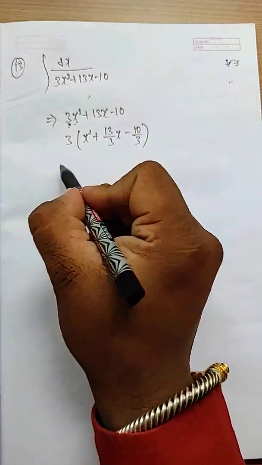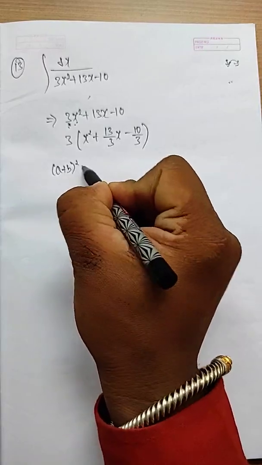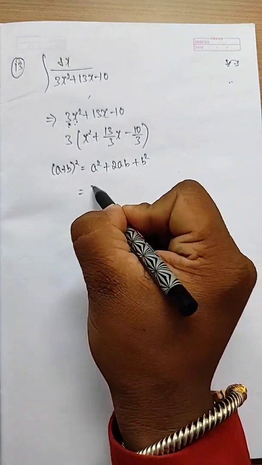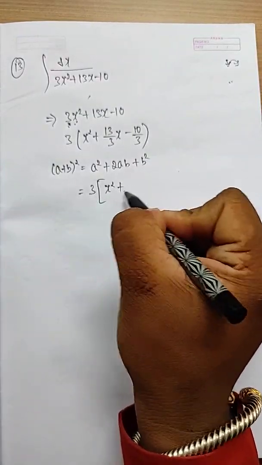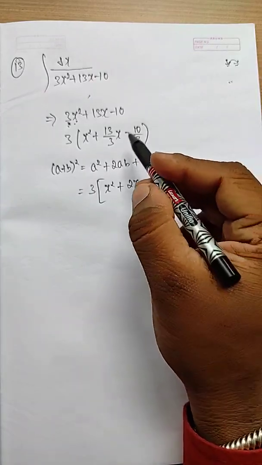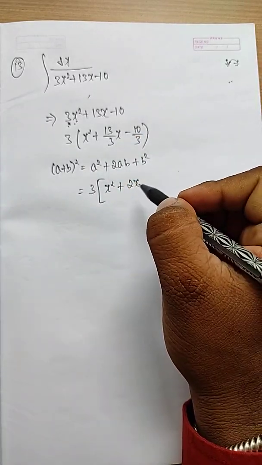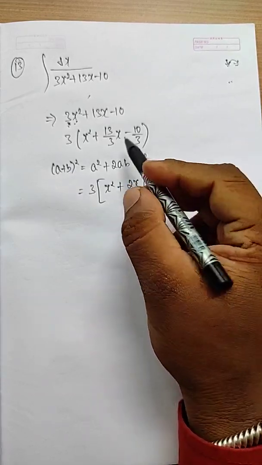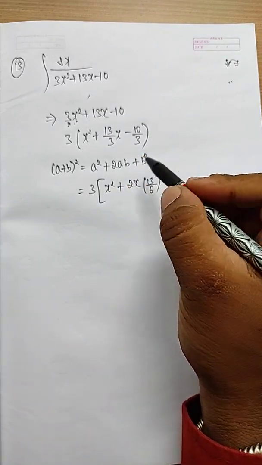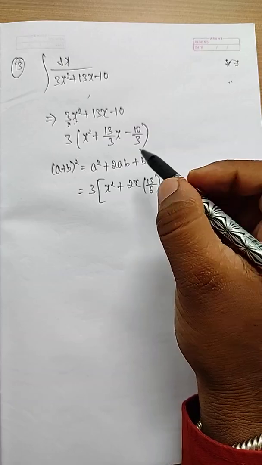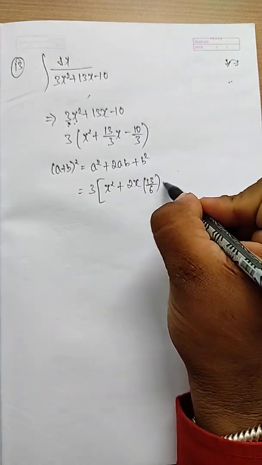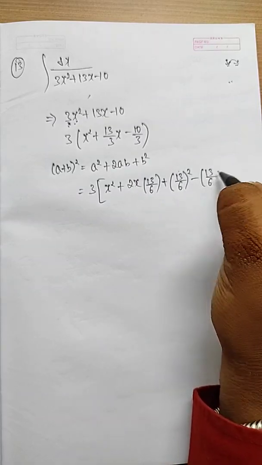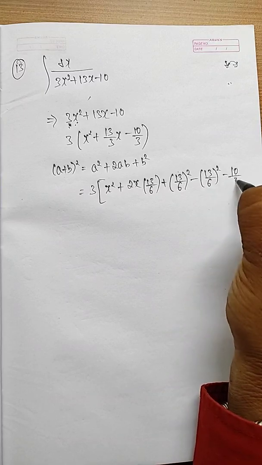Now the middle term is plus, so a plus b whole square, which is a square plus 2ab plus b square. So this is equal to 3 into x square plus 2x times b. If you substitute b as 13 by 6, then it will become 13 by 3. Then you add 13 by 6 whole square and subtract 13 by 6 whole square, minus 10 by 3. Is it clear?